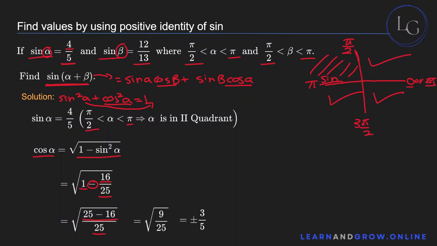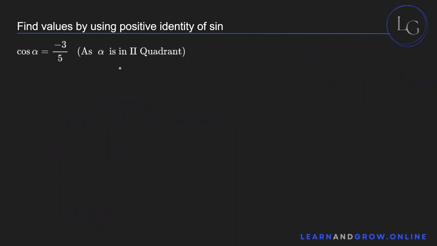Now, we have established that cos alpha is equal to positive or negative 3 by 5. But we only take negative 3 by 5. Why? Because alpha lies in the second quadrant. And as we all know, in the second quadrant, only the sine function is positive. Right? So this is the cos function. So it must be negative. Hence, we take negative 3 by 5, not positive 3 by 5.